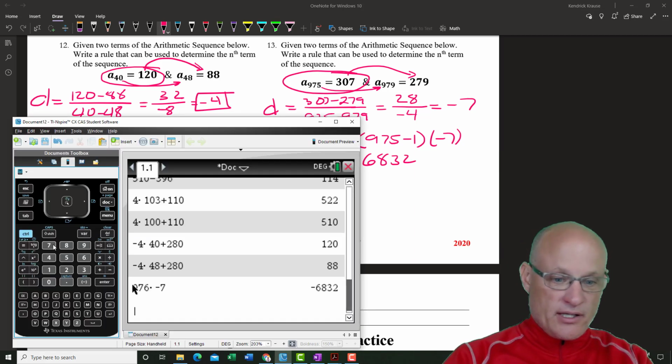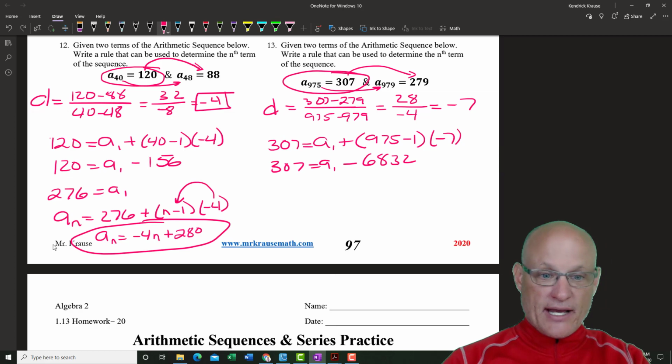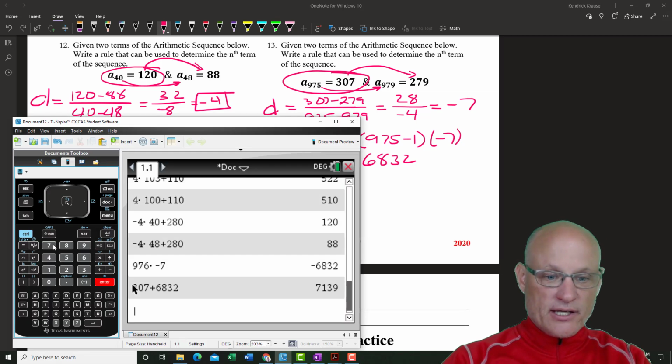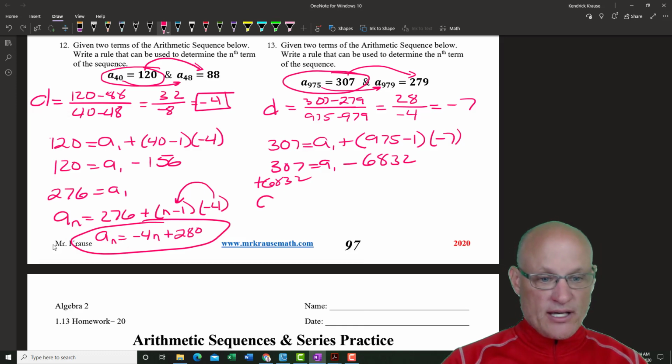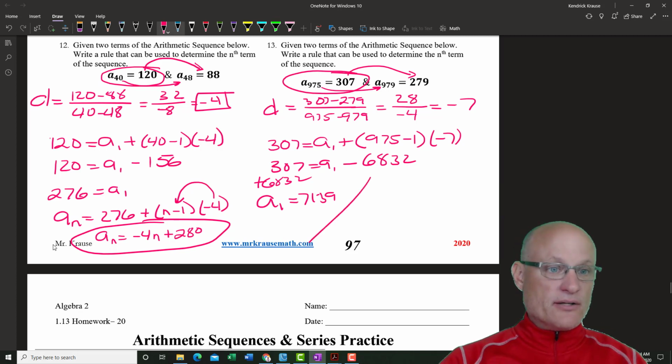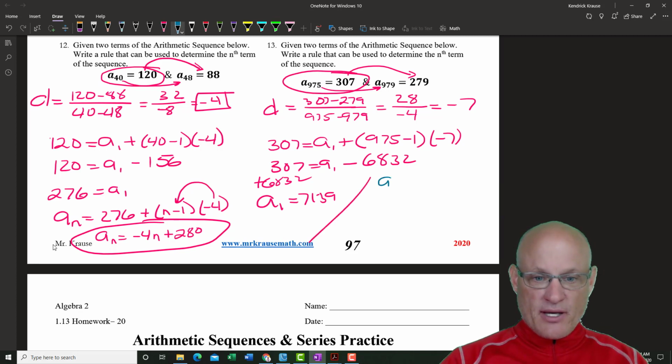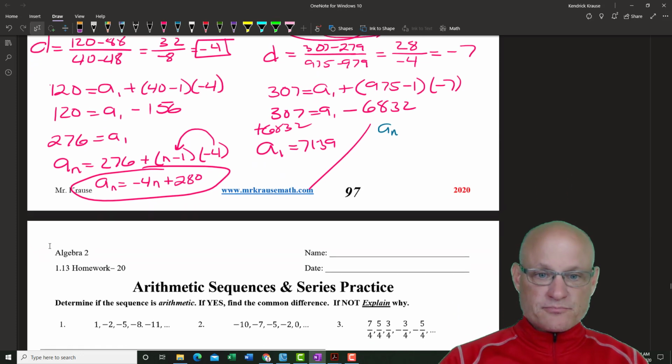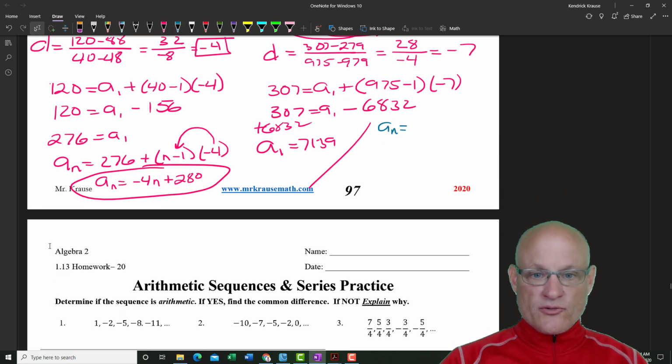And then we're going to take 307 and we're going to add 6832 because we got to add it over, right? We're going to add it over to the other side. And we get 7139. So a sub 1 equals 7139. Holy crap. Let's do a different color. So a sub n, let me get this up, equals 7139.